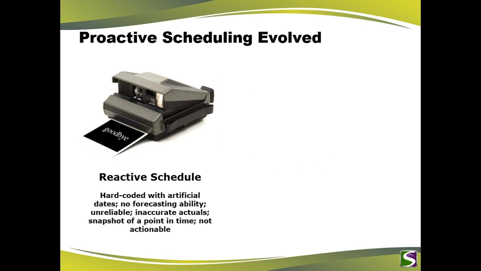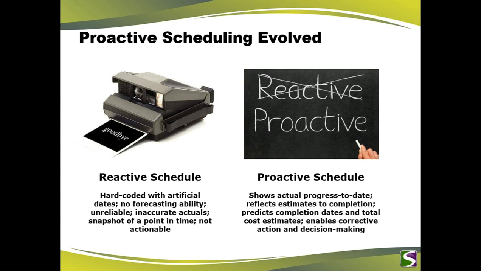So if you think about it, a reactive schedule is one that's hard-coded with dates. We've all done it, entering start and finish dates. It doesn't have any forecasting ability. It's really just a picture of a point in time. Whereas a proactive schedule, on the other hand, will always show the actual progress to date. It'll always reflect the estimates to completion. And it will proactively change and help show you the decision points. Where do we need to take corrective action to make better decisions around our project schedules? So just a little bit of that as a background. And as a philosophy, that's baked into everything that you're going to see today with the Microsoft PPM solution as well.